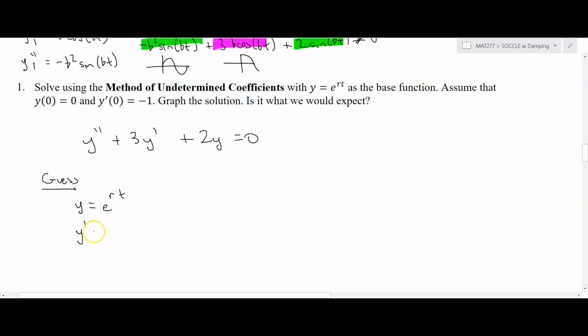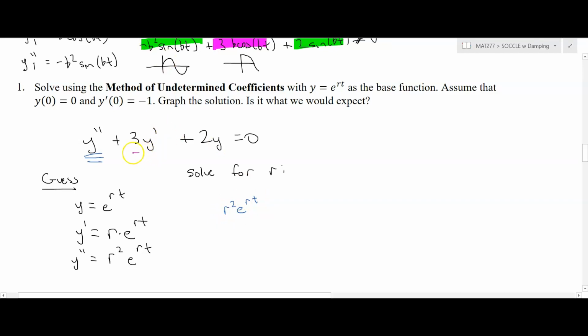So the derivative of e to the rt is r times e to the rt by the chain rule. And the second derivative of that is r times r, which is r squared e to the rt. So now I'm going to solve for r. And the way in which we're going to do that is we're going to say, well, y double prime is r squared e to the rt.